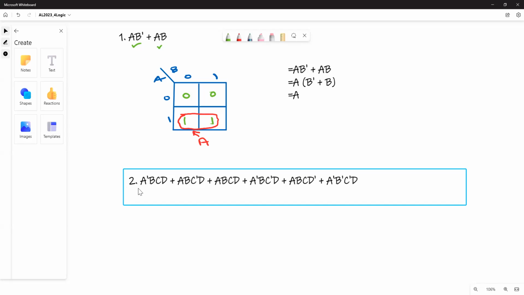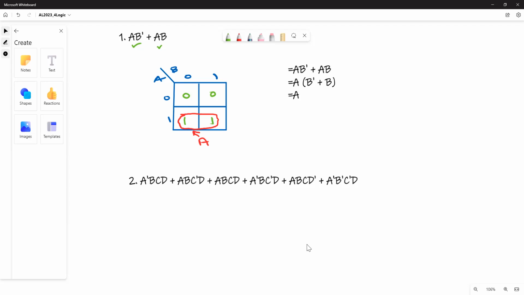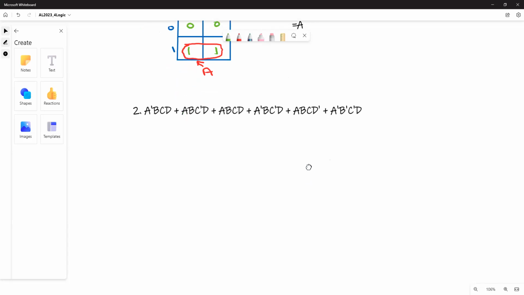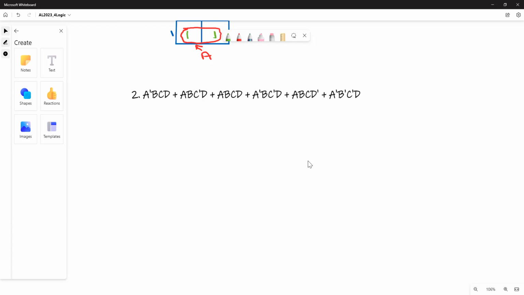Okay, let's try with the second one. A bar B C D plus A B C bar D plus A B C D plus A bar B C bar D plus A B C D bar plus A bar B bar C bar D. Okay, let's draw the Karnaugh map and fill with the values. You don't have to make groups. I will explain how to make groups. And can you send it to me using WhatsApp?